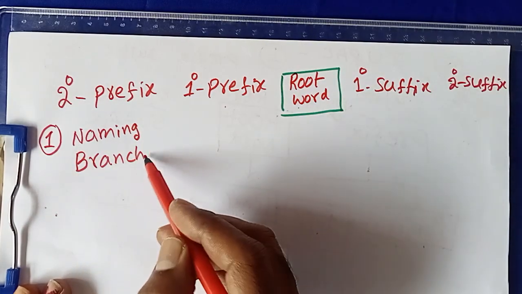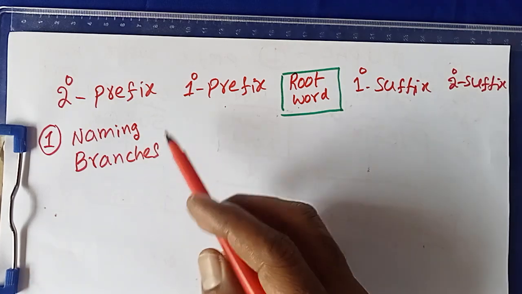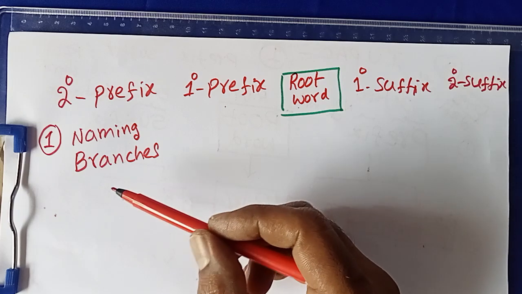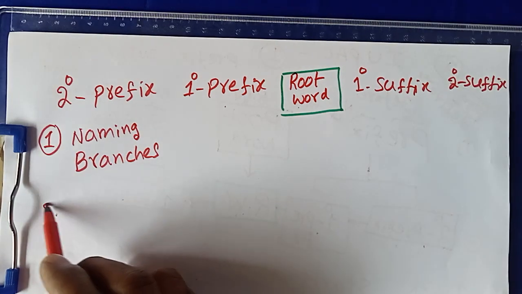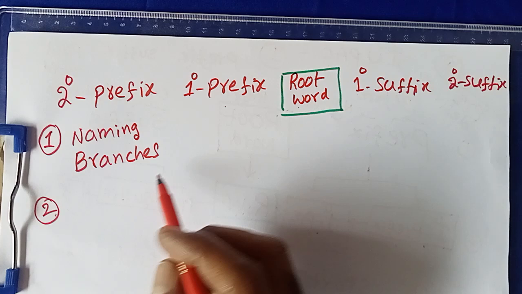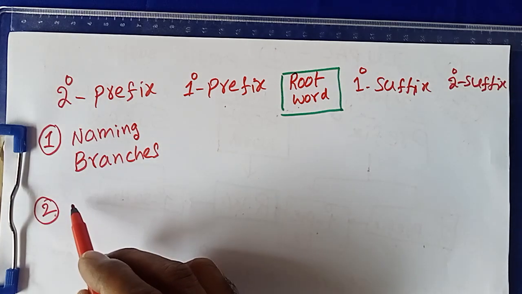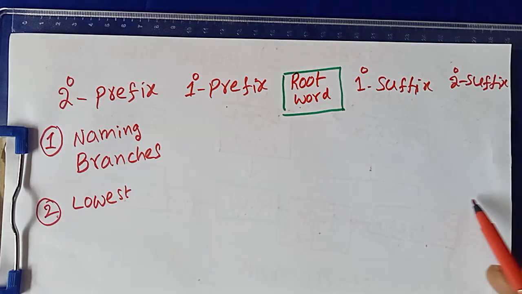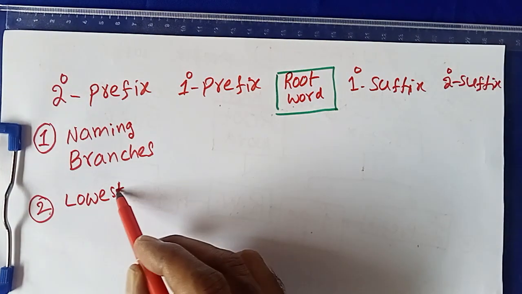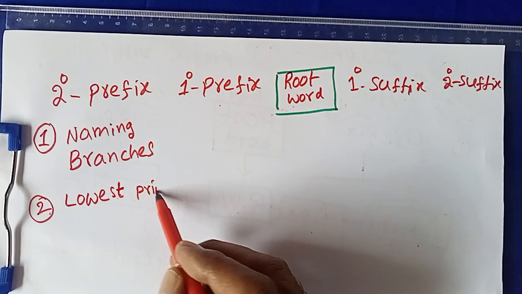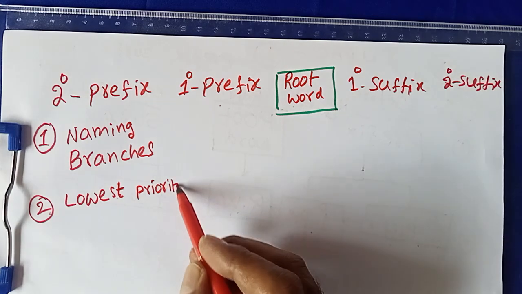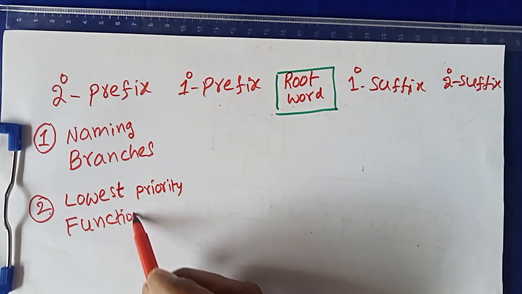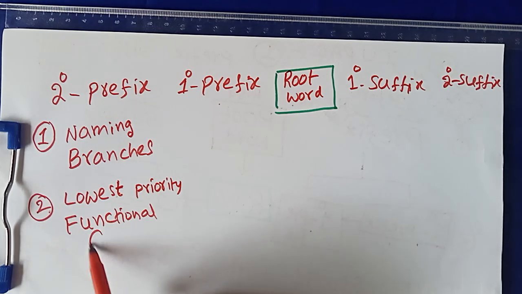So we discuss each and every case where the secondary prefix is used, what is the meaning, and what a branch means also, we discuss later. Second, lowest priority functional group.